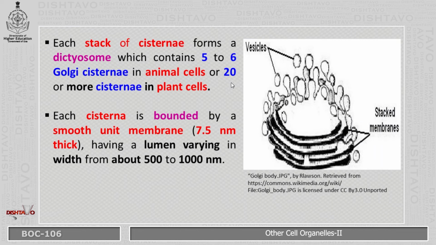Each stack of cisternae forms a dictyosome, which contains 5 to 6 Golgi cisternae in animal cells or 20 or more cisternae in plant cells. Each cisterna is bounded by a smooth unit membrane that is 7.5 nanometer thick, having a lumen varying in width from about 500 to 1000 nanometer.